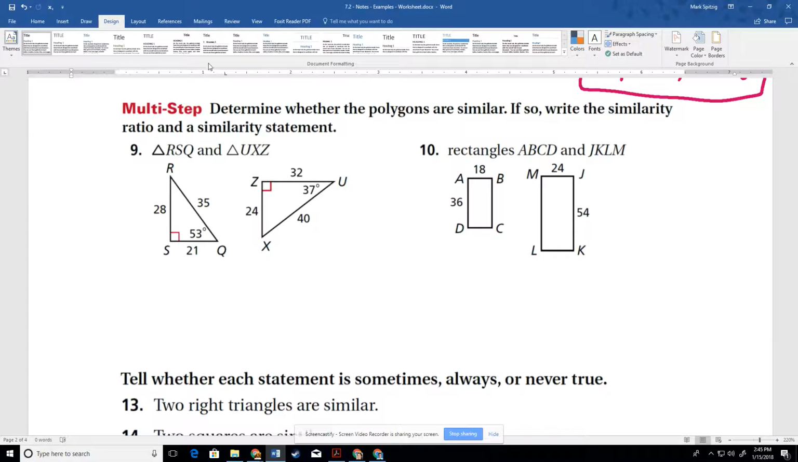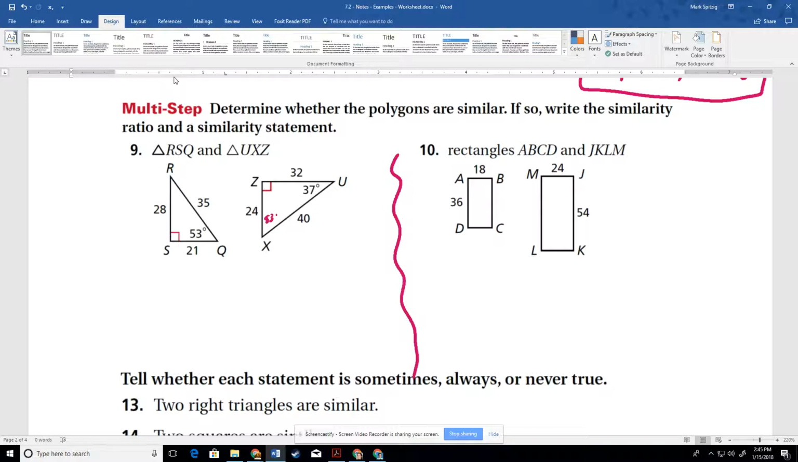All right, determine whether the polygons are similar. If so, write the similarity ratio and similarity statement. Same things as we did before. All right, so are they similar? So we have to sort of match these up. Well, we have to check the angles if we can. Well, 53 and 37 is 90. So this one, again, has to be 53. So angles-wise, we're good. Now we just have to check the sides.